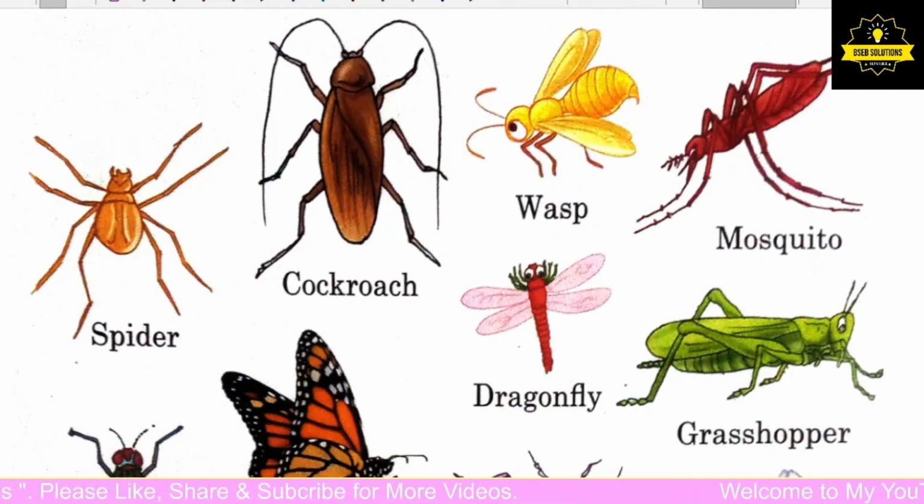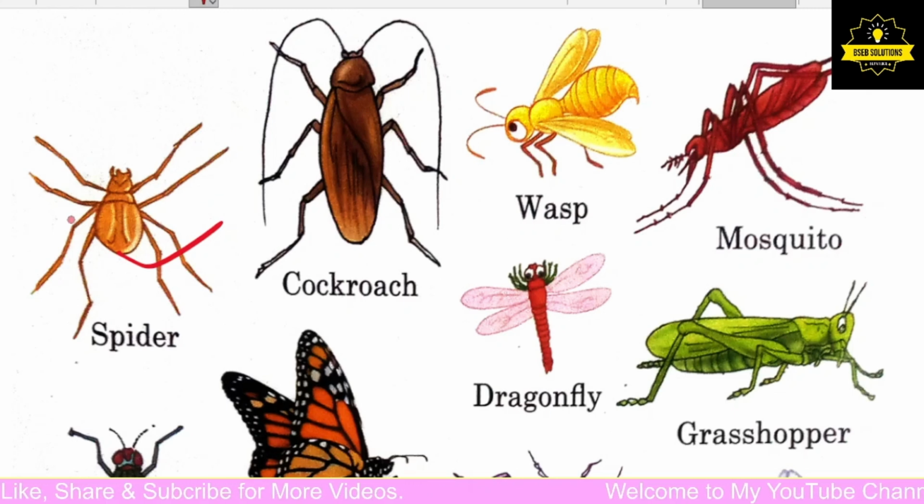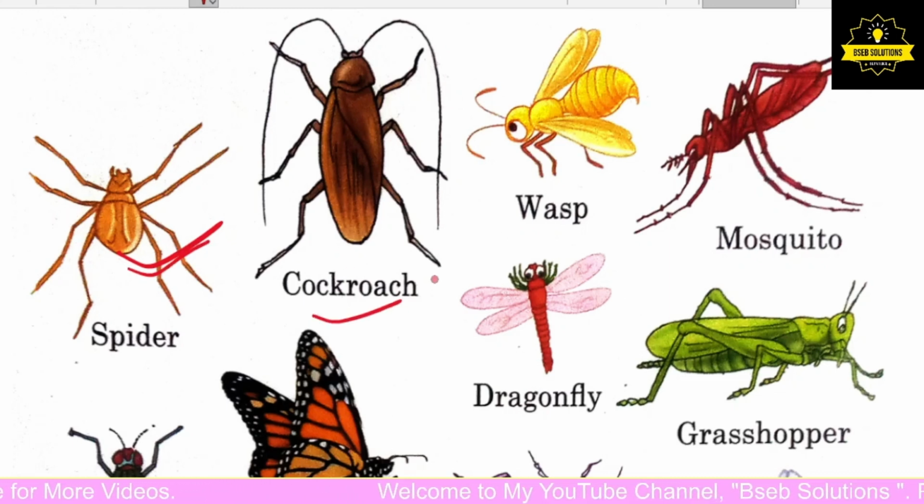A spider. This is a spider. A spider has 8 legs and spins webs. Can you say spider? Cockroach. Next we have a cockroach. Cockroaches are brown and can run very fast. Say cockroach with me. Cockroach.